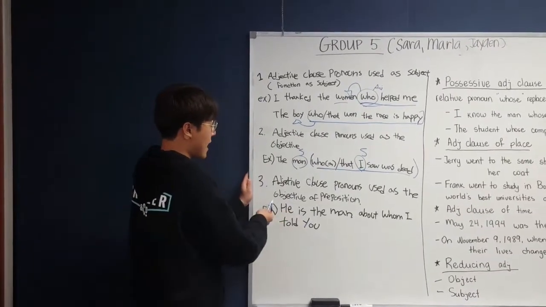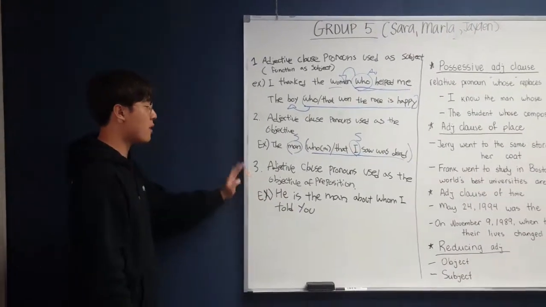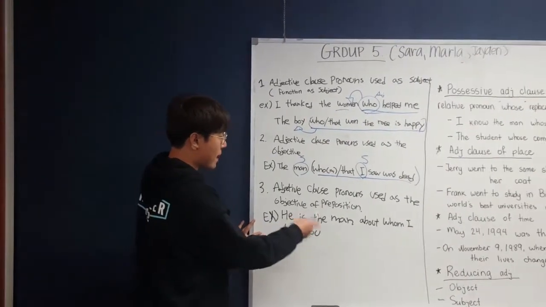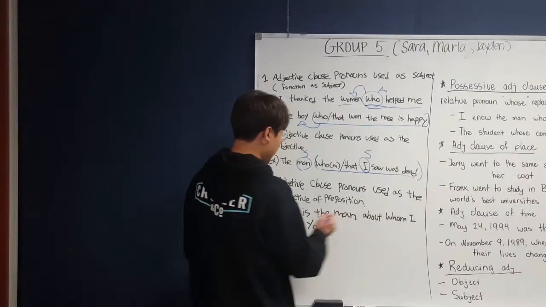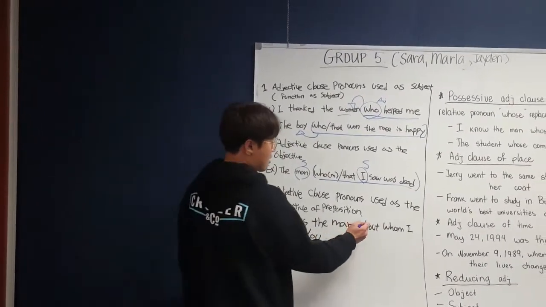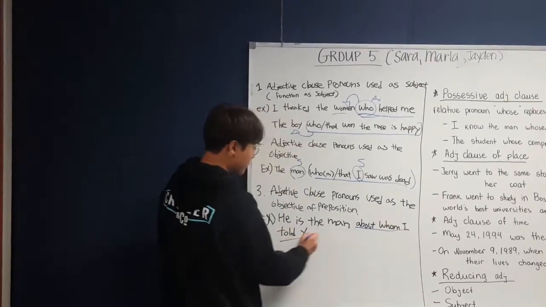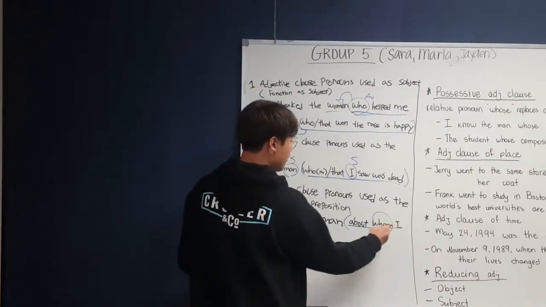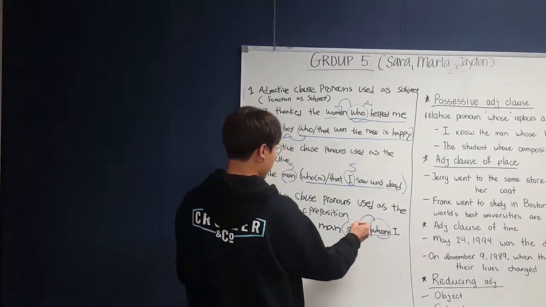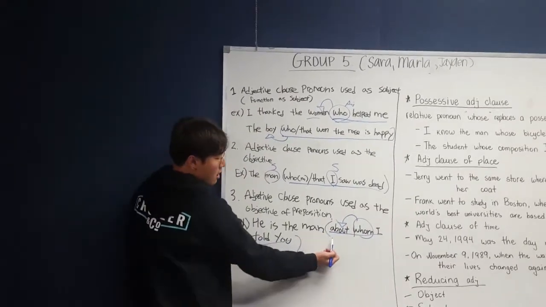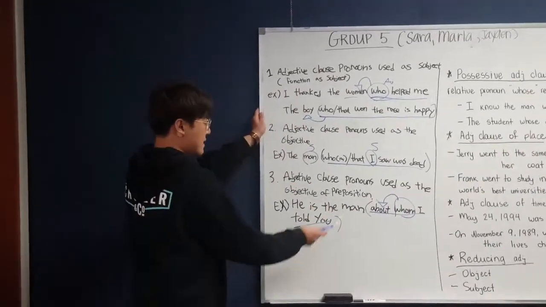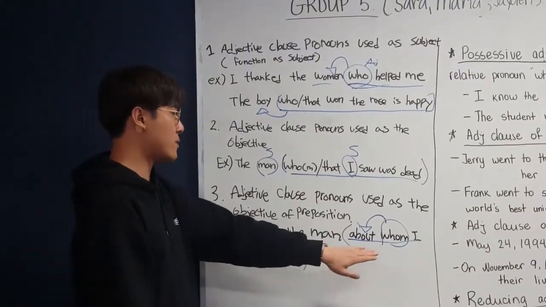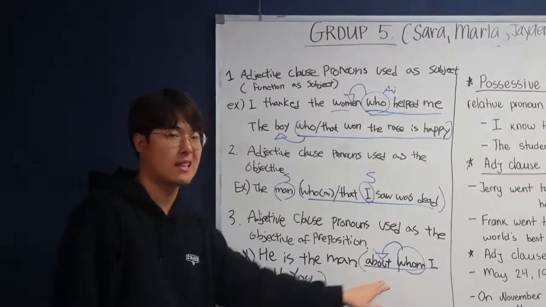And number three, there's the adjective clause with the pronoun used as the object of a preposition. For example, "He is the man about whom I told you." In the sentence, "about whom I told you" is the adjective clause. This "whom" is the object of the preposition "about." See, "about" is the preposition. So this adjective clause always has to be with a preposition in this case.